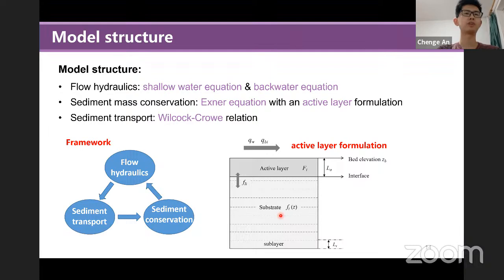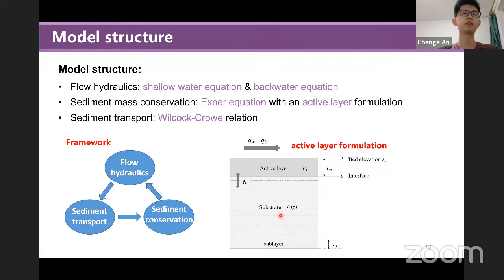The model we use has 3 major parts, which are the flow hydraulic part, the sediment transport part, and the sediment conservation part. For the flow hydraulic part, we use both the shallow water equation and the backwater equation. The backwater equation is a simplified version of the shallow water equation under quasi-static flow conditions.